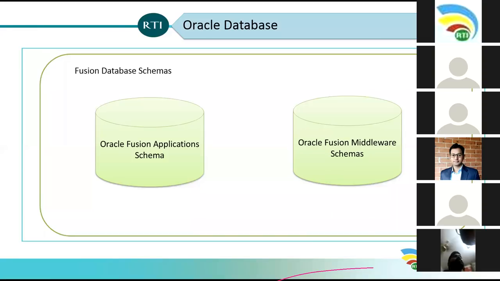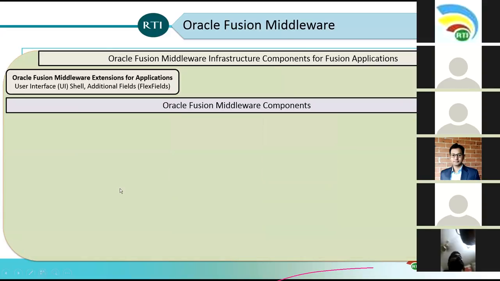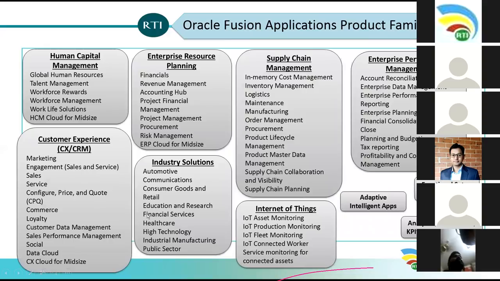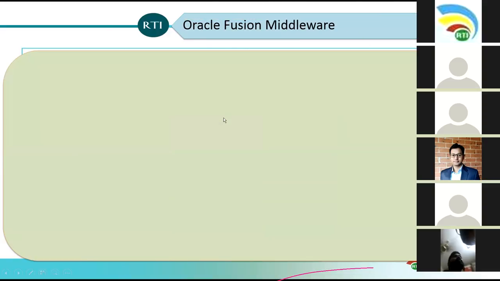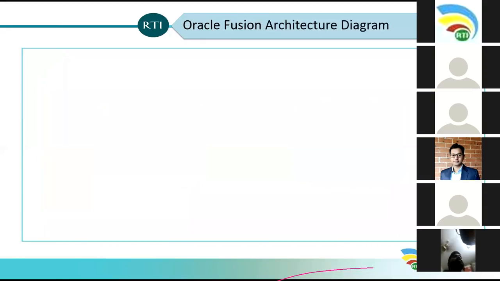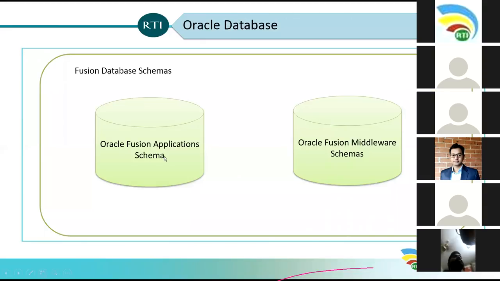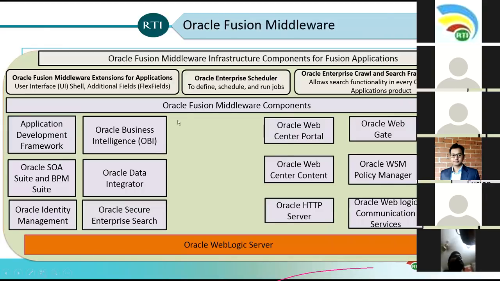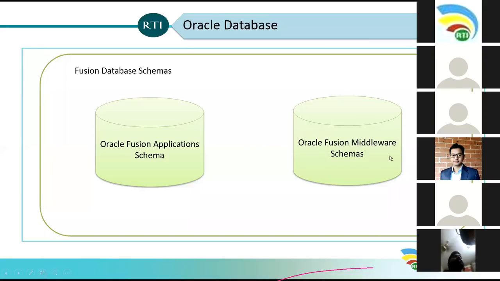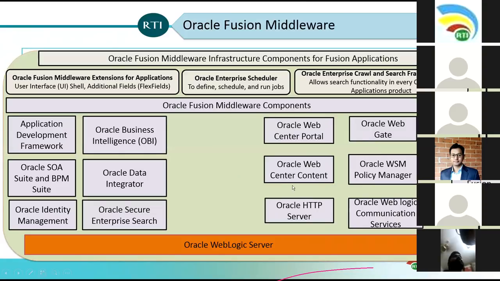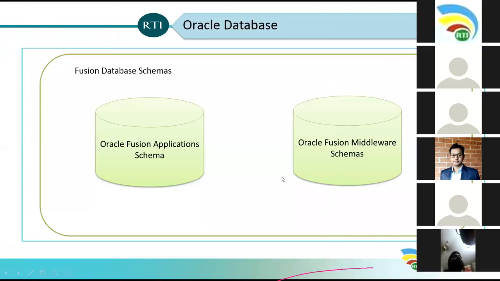What does it mean? All our product families, the ones we spoke about, all of these Fusion product families will be available in the Fusion application schema, basically. And all these Fusion middleware components will be available in the Fusion middleware schema. So even if you deploy your own custom application on the Fusion middleware components, it will be available in the Fusion middleware schema. These are the two schemas available for us, and we will be using the Fusion application schema most of the time to access any data, right?